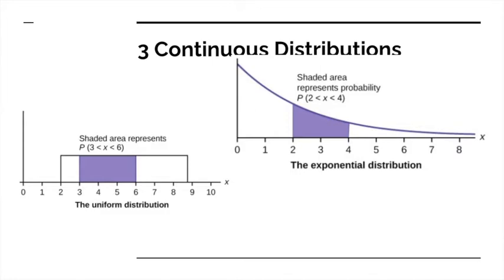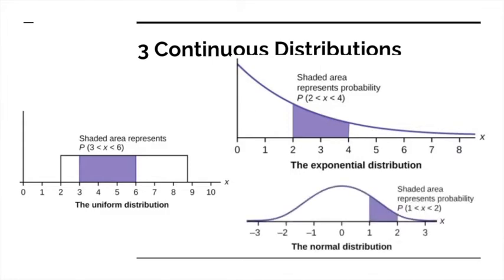Notice that on the first picture, the uniform distribution, the shaded region represents the probability that x is between 3 and 6. On the second picture, the exponential distribution, the shaded region represents the probability that x is between 2 and 4. The third distribution, and again, this is the one that's in chapter 6, is the normal distribution.